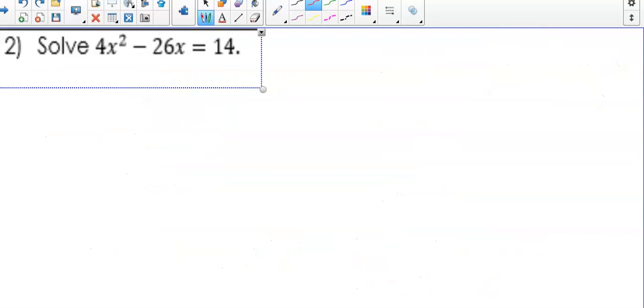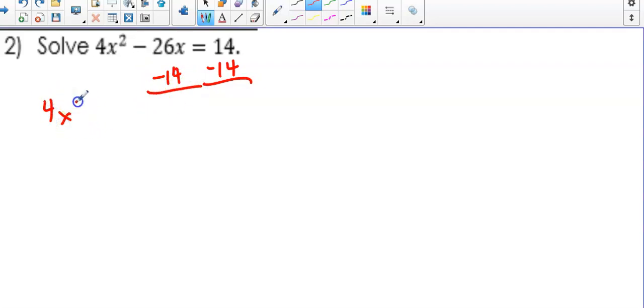For number 2, the first thing I notice is that my equation is not equal to 0. So I need to move this 14 over. So I'm going to subtract 14 from both sides. So 4x squared minus 26x minus 14 equals 0. Now I'm in standard form.